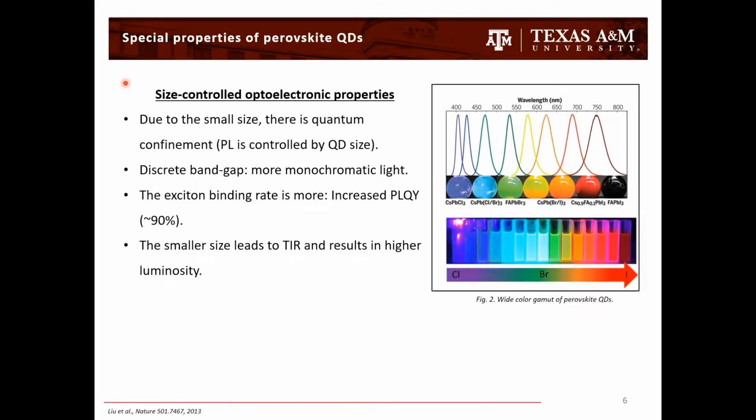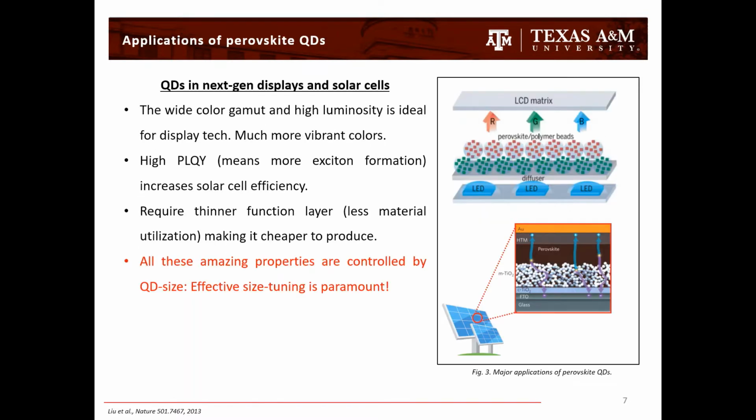Now, because of these structures and small sizes, they show something called quantum confinement, which means that you can control the emission and absorption of these quantum dots based on the size. Also, they have very nice quantum efficiency and they are very luminous in nature. So you can see that they are very bright. Because of these, they find application in next generation displays and solar cells.